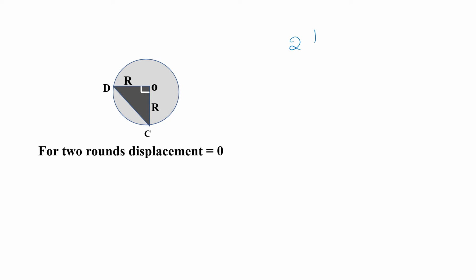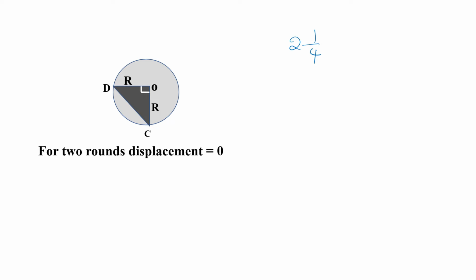So this is 1 by 4th of this, that is nothing but 1 by 4 of a revolution. For 2 rounds the displacement is 0. Here 2 1 by 4 rounds are completed in 45 seconds.